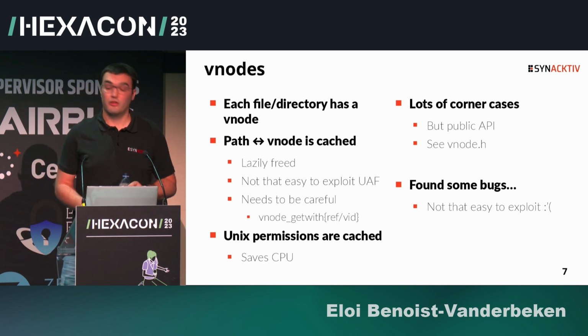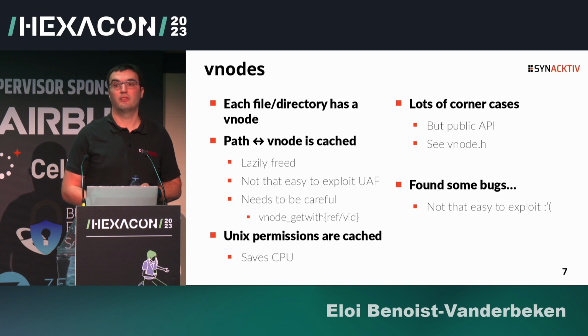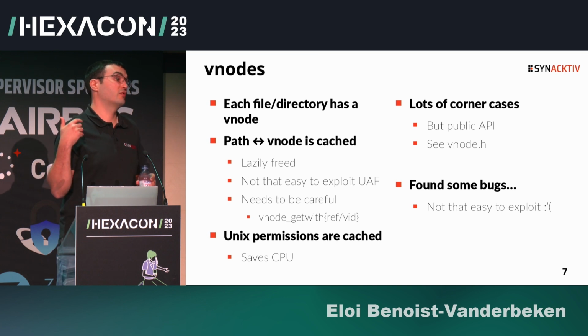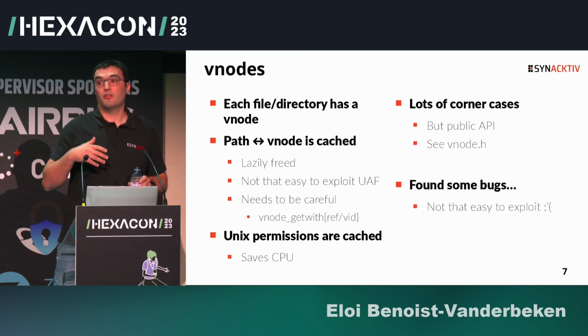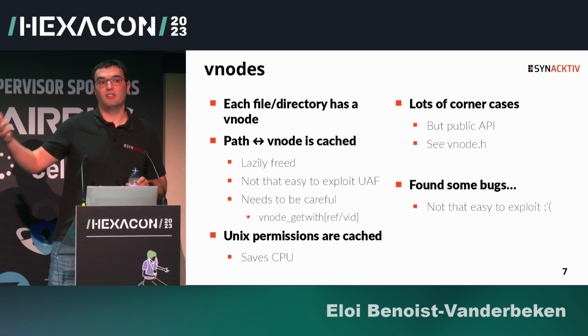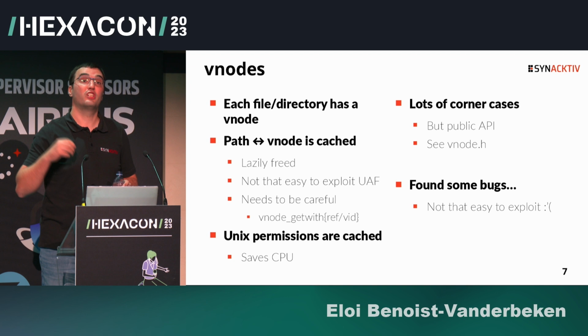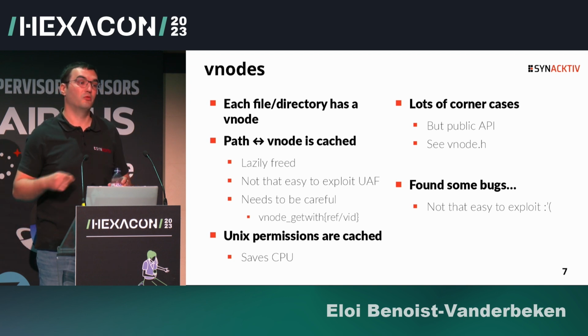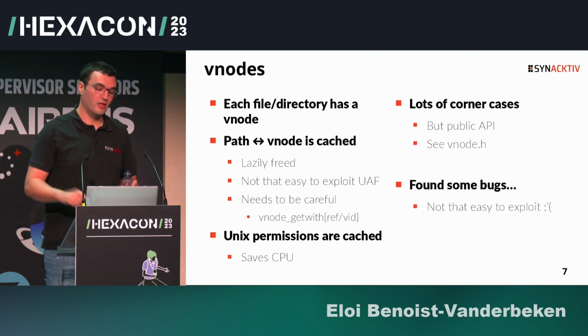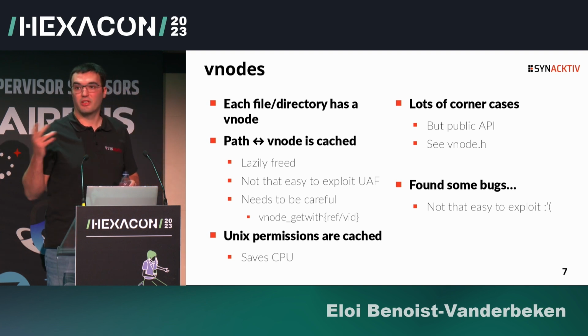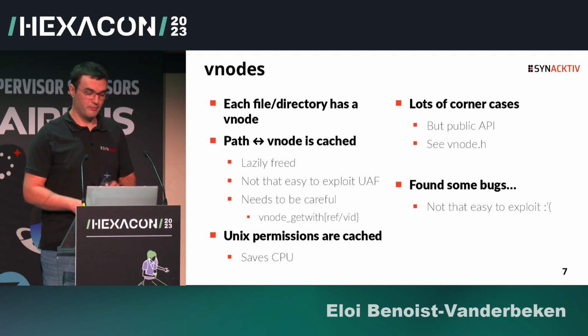Another thing is that your Unix permissions are cached. That means that if you manage to exploit a use after free on a vnode, and your process already opened the file before, XNU won't check all the permissions by reading the file system. It will trust the permissions that were cached. So that may be a way to exploit use after free in vnodes.